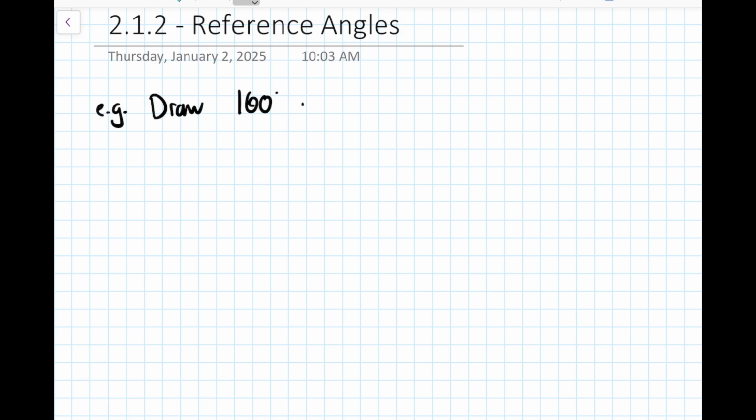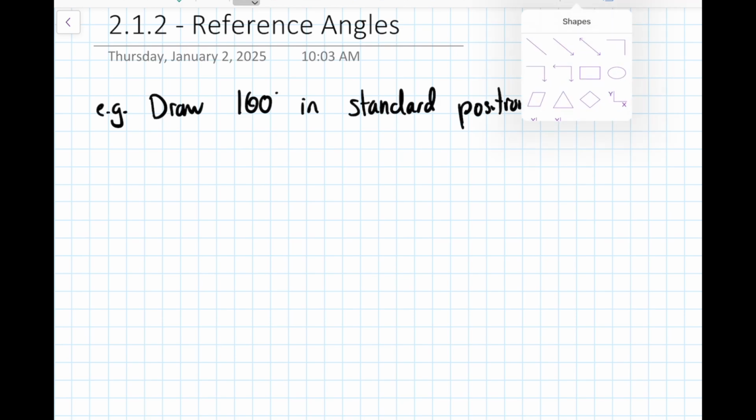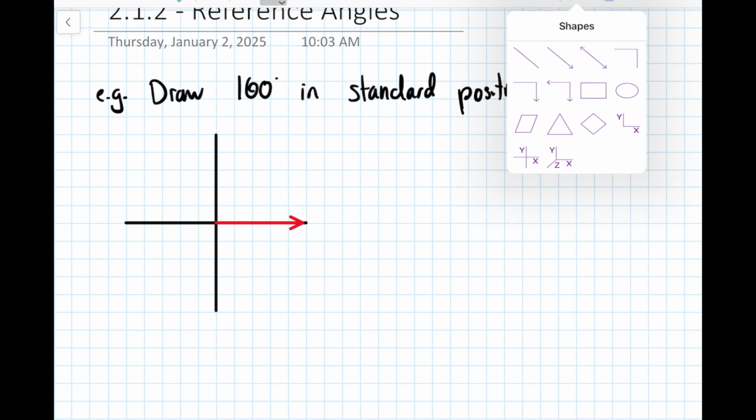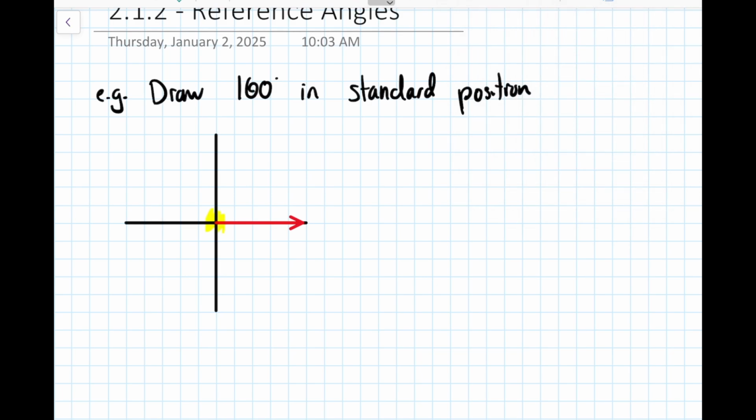So if we draw 160 degrees in standard position, remember, when you're drawing in standard position, that means you're drawing things on the XY plane, your Cartesian coordinate plane. So if we sketch out an angle here, you're going to start with your initial arm, which is going to be on the positive x-axis. Your vertex has to be at the origin, right? So remember, your corner of your angle should be right here. And then your terminal arm is going to go wherever your angle is. So remember, positive is counterclockwise, so that's this direction.